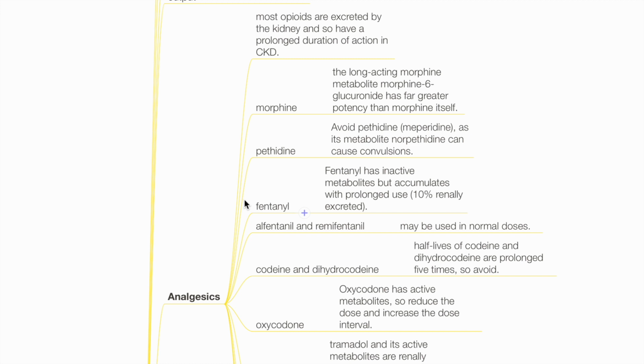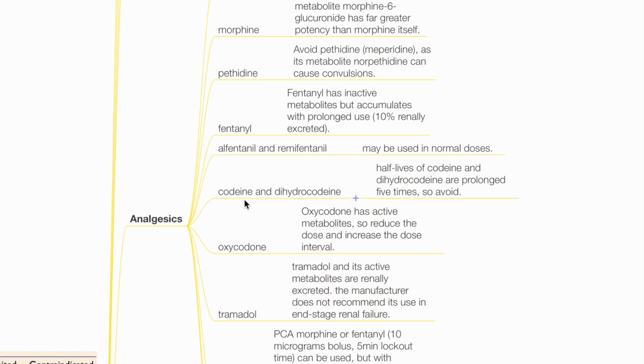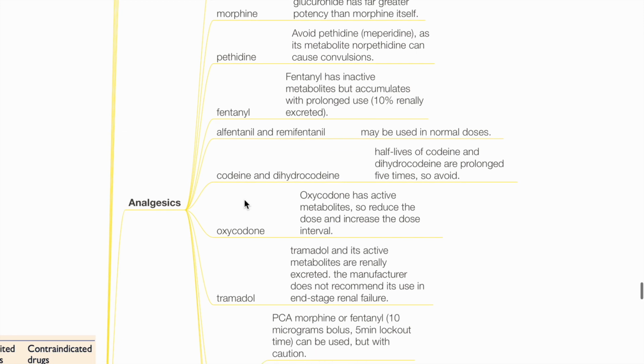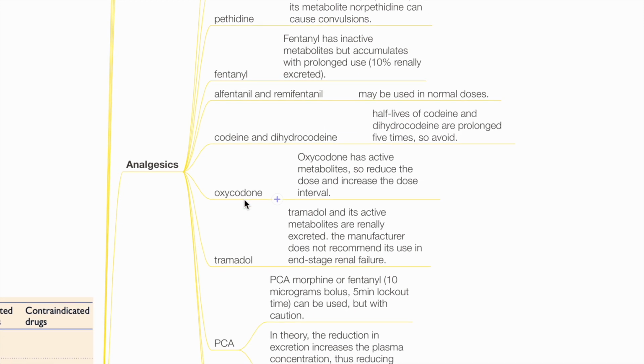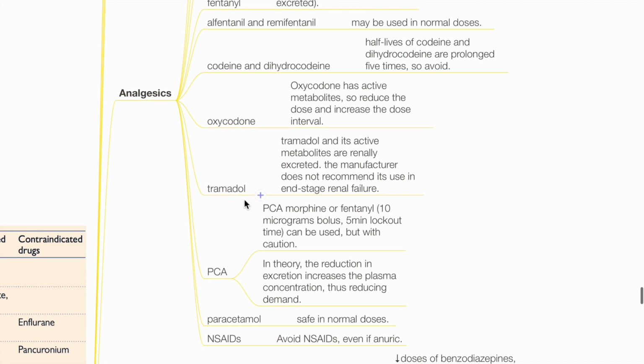Alfentanil and remifentanil may be used in normal doses. Codeine and dihydrocodeine half-lives are prolonged 5 times, hence avoid. Oxycodone has active metabolites, so reduce the dose and increase dosing interval. Tramadol and its active metabolites are renally excreted, and the manufacturer does not recommend its use in end-stage renal failure. PCA, morphine, or fentanyl can be used but with caution.